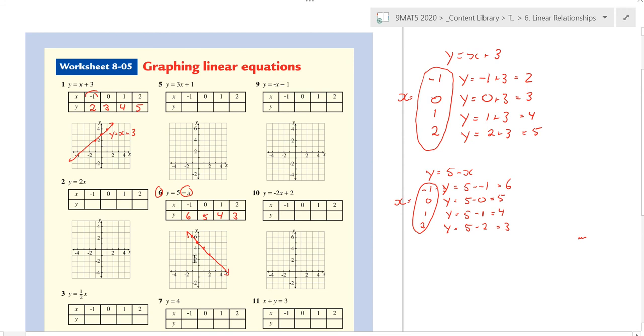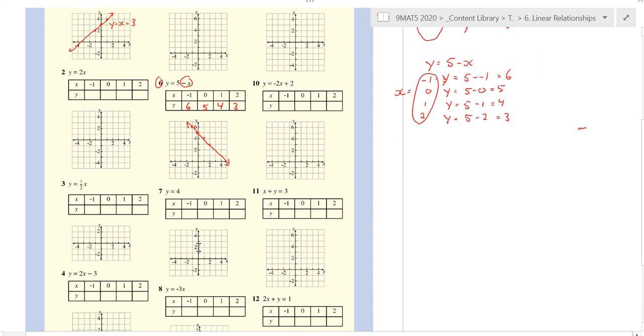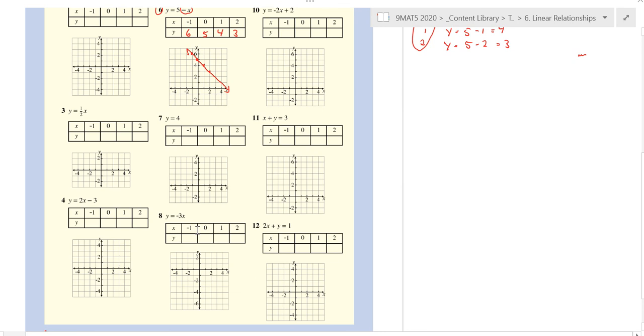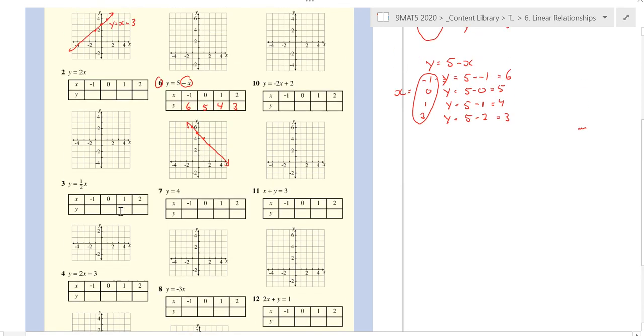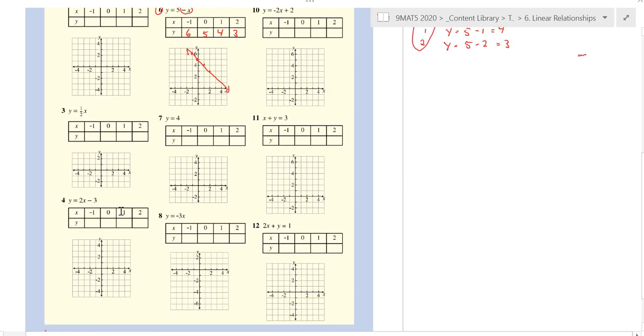Finally, I'll see if I can find another one. Okay, what about... they can be put in different forms. Let's come down here and go with one that's in a different form. Let's go 2x plus y equals 1. We can still do this same thing. We can write down the equation 2x plus y equals 1. And our values of x are going to be minus 1, 0, 1, 2. Still substituting in those x values.